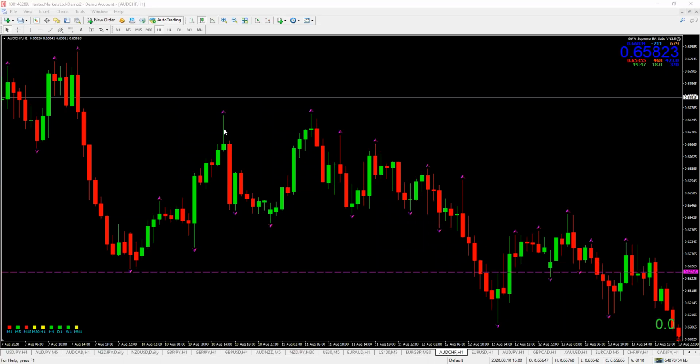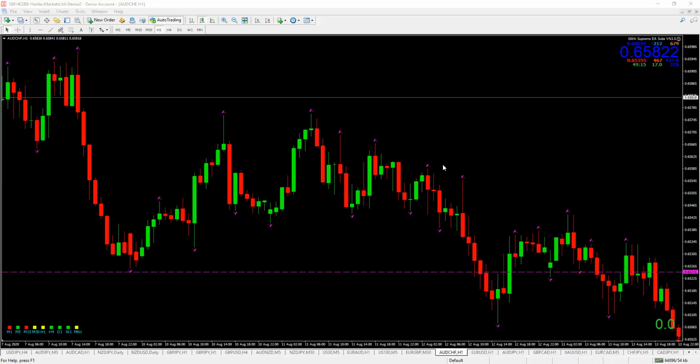So you can see this is the one that has the arrowhead, or the fractal. A fractal is formed by 5 candles, with one of them in the middle sticking out. In this case, it will be the highest point of the price for that period. You will have 2 to the left and 2 to the right. So whenever you see a fractal, you would usually see 2 candles to the left and 2 to the right.